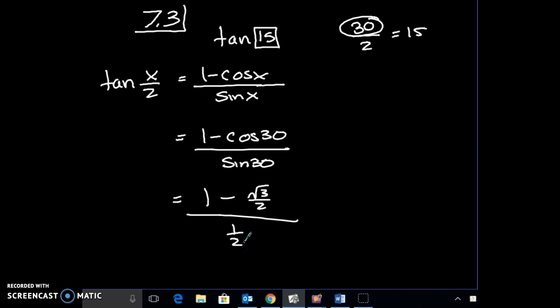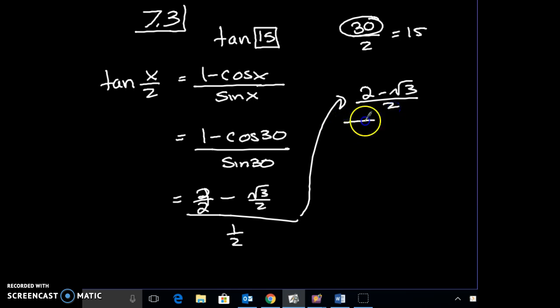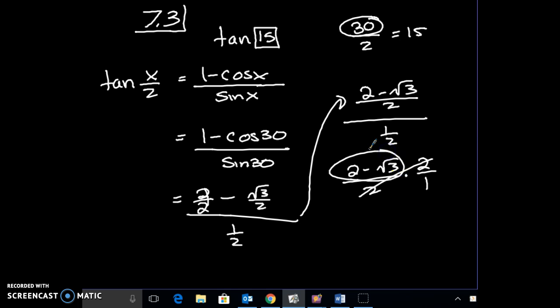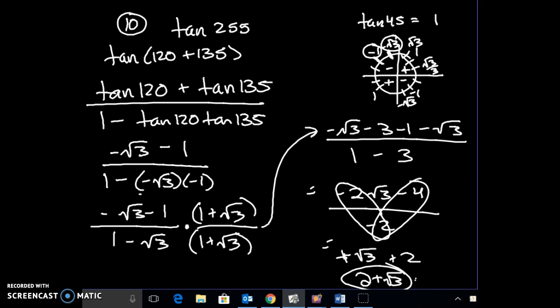So now I'm going to get a least common denominator up top, which will become a 2. So I'm going to turn this 1 into a 2 over 2. Put them over the same denominator, dividing by 1/2. When you divide, you flip and multiply. The 2's cancel and you're finished. Now you can really see how much simpler that is than this.